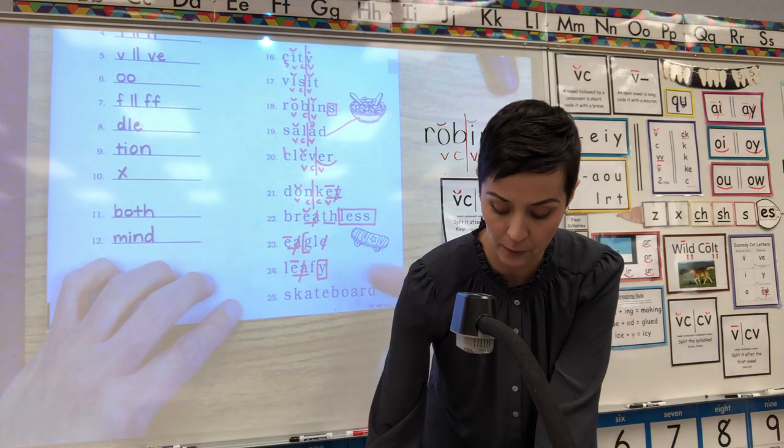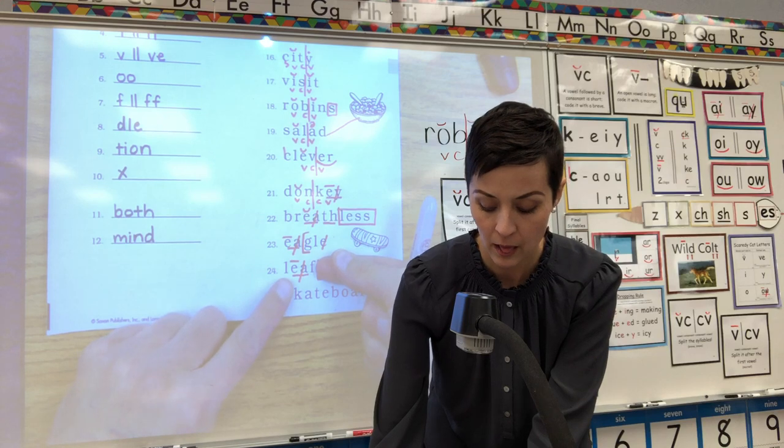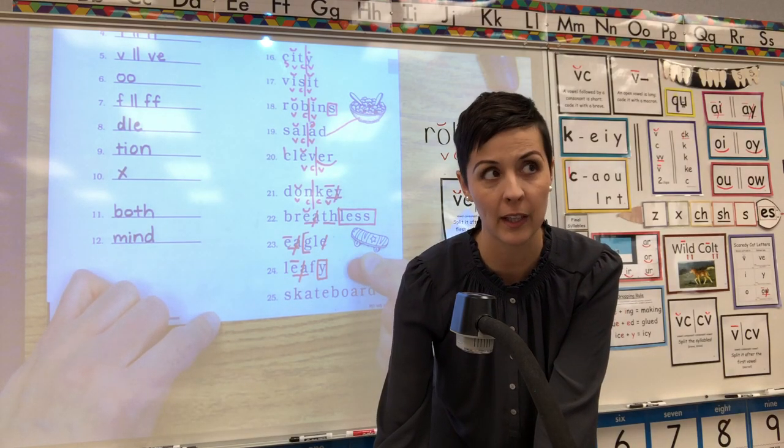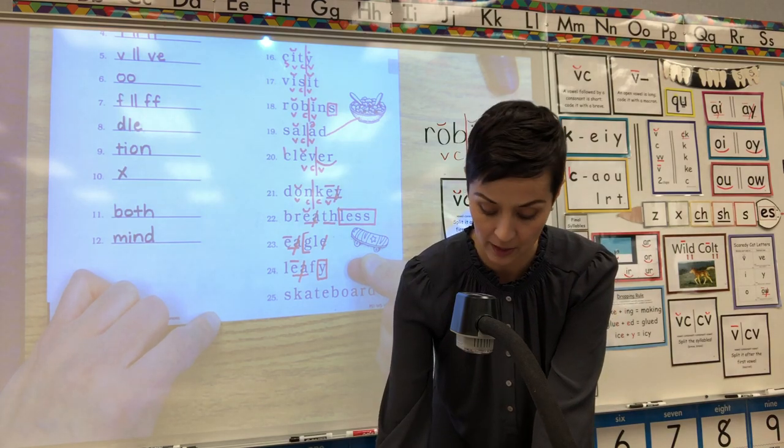Read just the root word first, starting L. Get ready. Leaf, whole word, leafy. Like the leafy tree, lots of leaves on the tree.